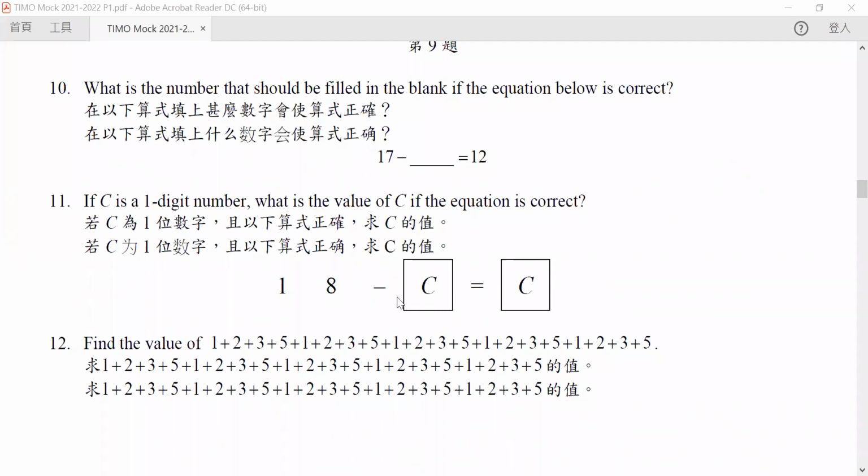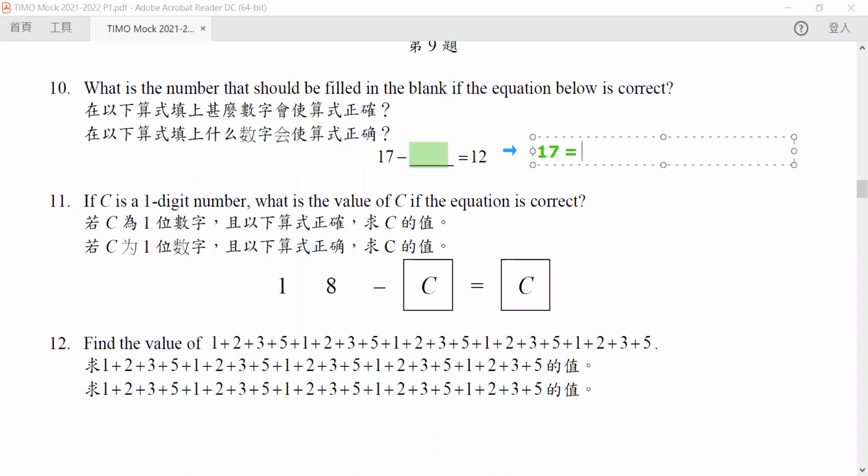Now, let's go back to question number 10. What is the number that should be filled in the blanks if the equation below is correct? So we have a number which is our 17 minus this number. Now, this number, we do not know what this number is, right? But again, we can rearrange it. We know that by this, we can rewrite it as the following.